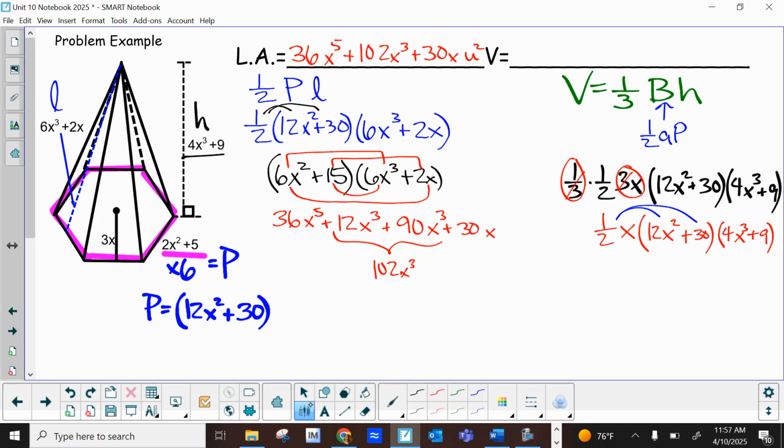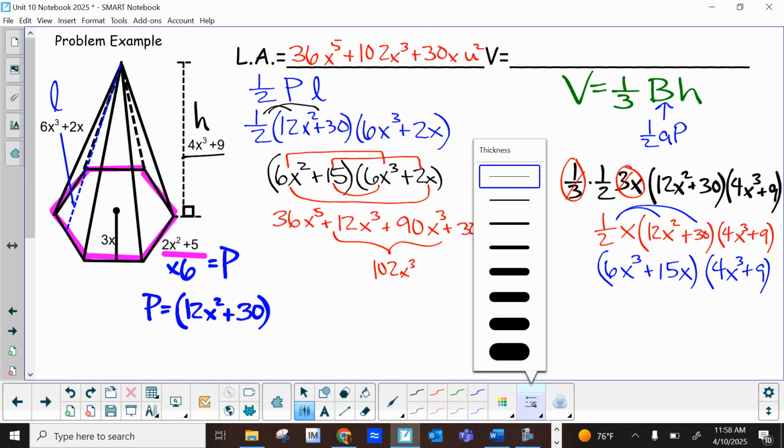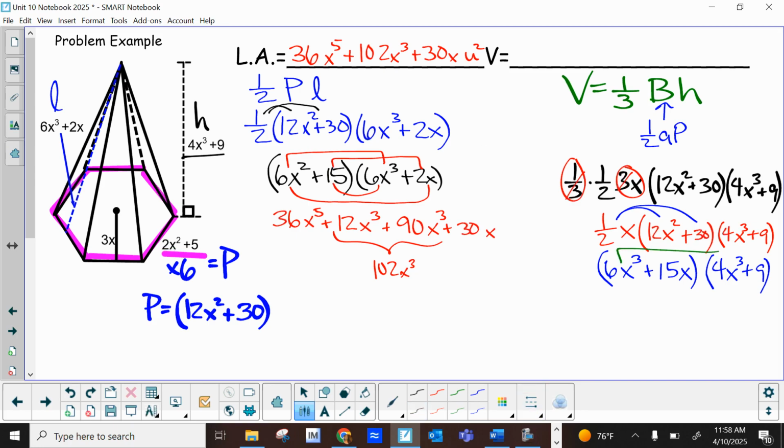Okay, so now I get 1/2 x times 12x. So that's going to be 6x cubed plus 15x. It's a binomial, so put parentheses. Now I'm going to just drop down the 4x cubed plus 9. All right, I just got one last thing to do, and that's the FOIL method. Okay, the FOIL is multiply the first terms, or call it distributive, whatever you want.